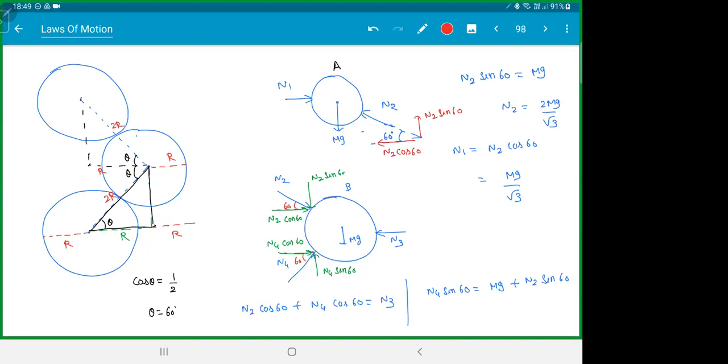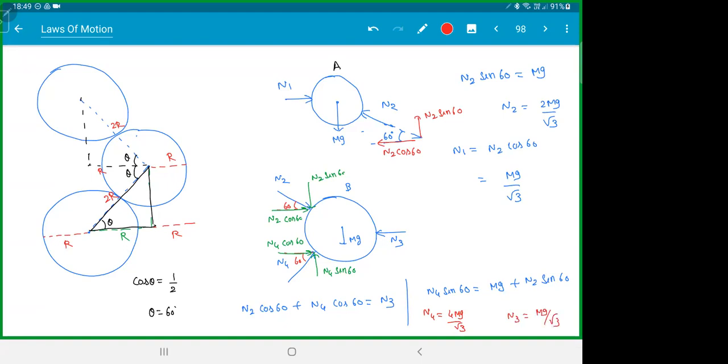Are you getting it? There's no need to draw the FBD of the third ball separately and do it. You could have just taken the whole three balls as one system and done it. Or you can take the third ball as a system and do it. You'll get the same answer. N4 is how much? 4mg by root 3. Someone solved it. So mg by root 3, it seems. N3 is mg by root 3, it seems. So please do check.